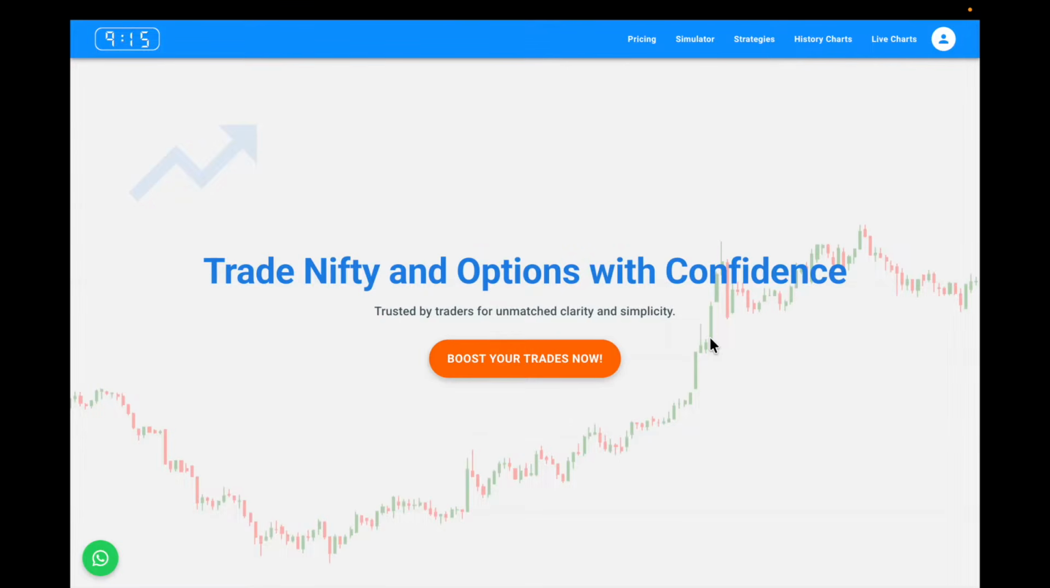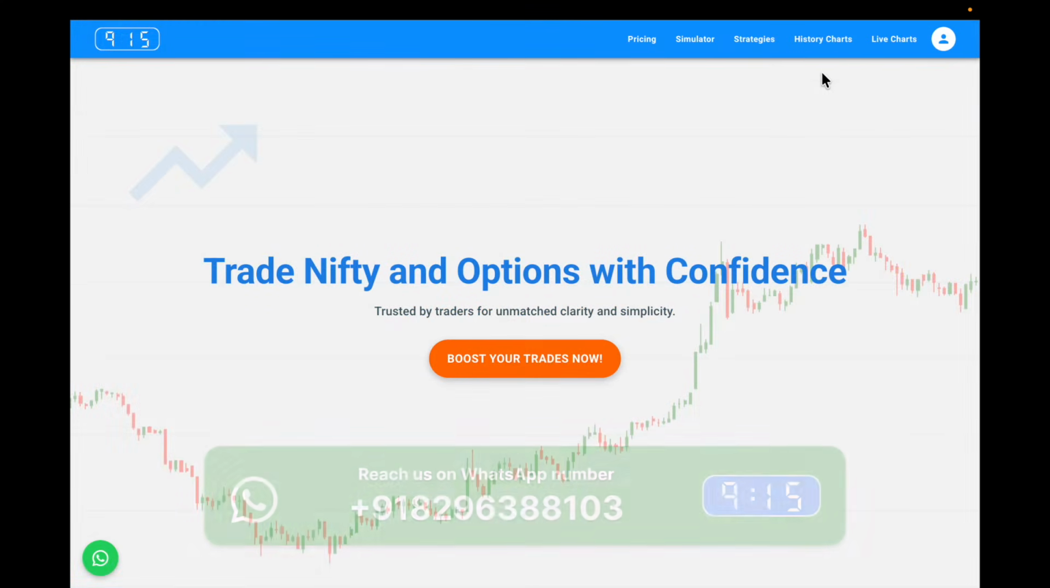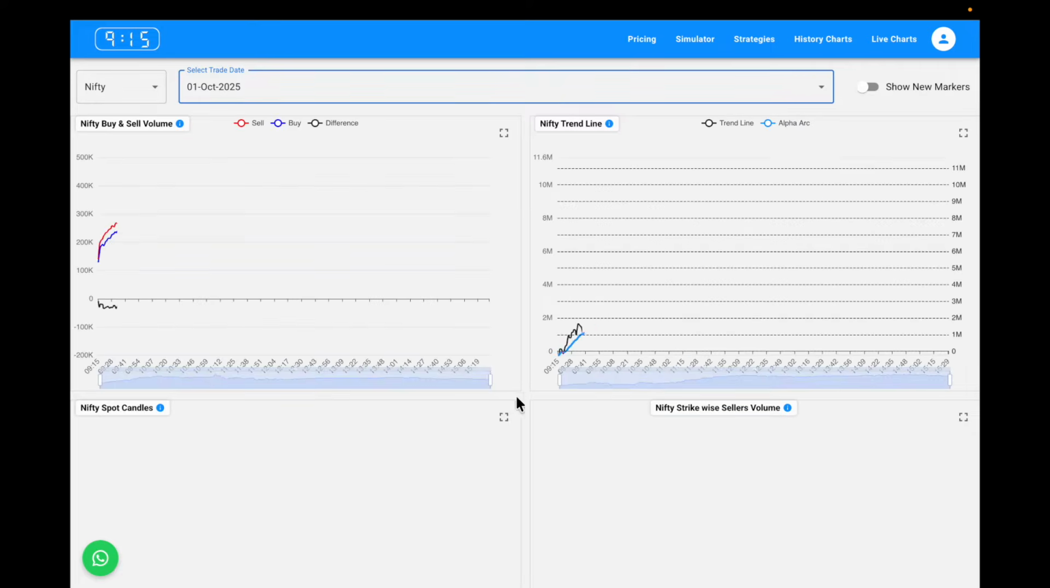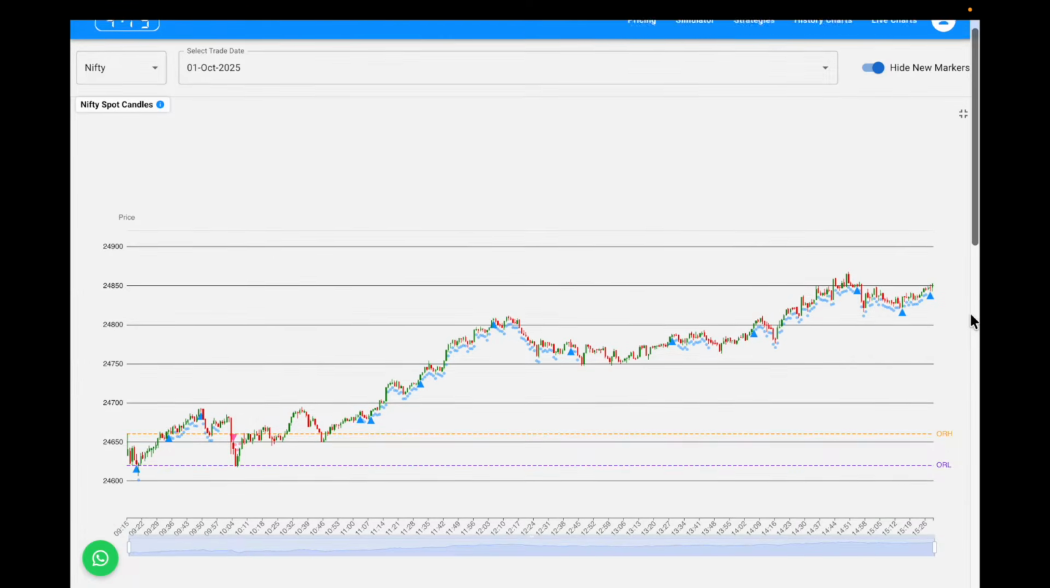We have explained the strategy, we'll explain it again. We will see how the backtesting results would appear for one entire month. Now for that we will go to historical data. We'll start from the 1st October. We are taking the entire October month's data and then we will show markers. Obviously, because we are using markers, we need to show new markers.